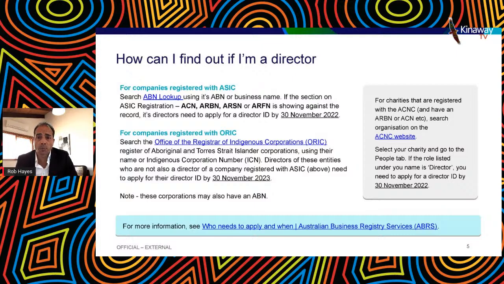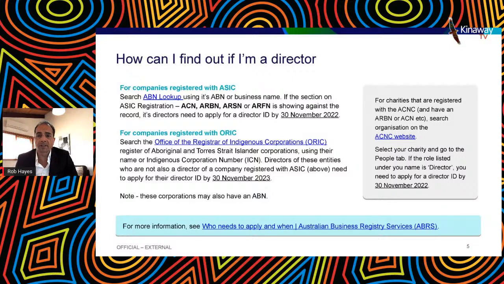Company directors could be individuals who have been appointed to help manage large sporting organisations that are registered with ASIC. They might be directors of corporate trustees of self-managed superannuation funds. They might be individuals who have been appointed as a director of a charity or a not-for-profit organisation. The fastest way to find out if you're a director is to use the ABN Lookup service.